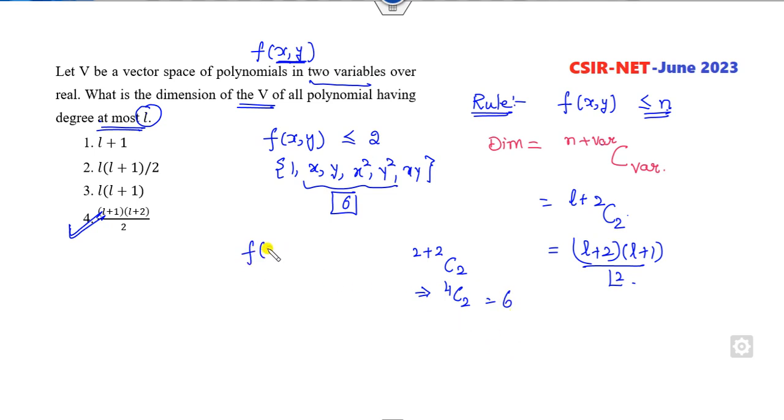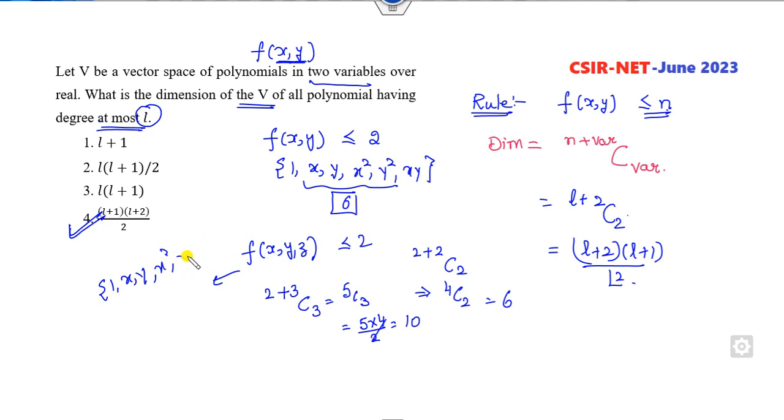If you want to find the dimension of polynomials of 3 variables with degree at most 2, then the number of variables is 3 and the degree at most is 2, so that is 5c3. Again 5c3 is nothing but 5 times 4 over 2, that is 10. So what are the bases? 1, x, y, z, x square, y square, z square, xy, yz, zx. So there are 10 of them.